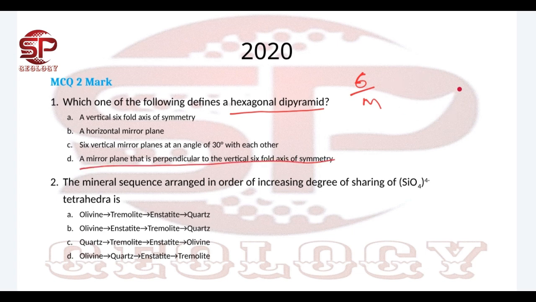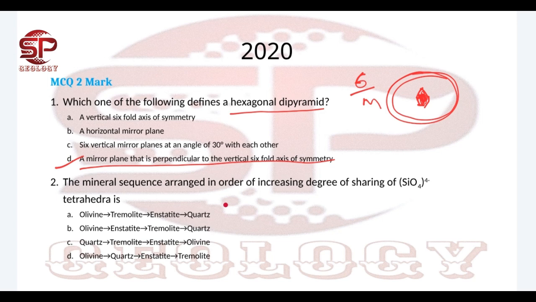So you can see this will be the diagram. 6/m. So the C axis is the 6-fold axis, and this is the mirror plane that is perpendicular to the 6-fold axis. So 6-fold axis perpendicular to mirror plane. The answer will be D.